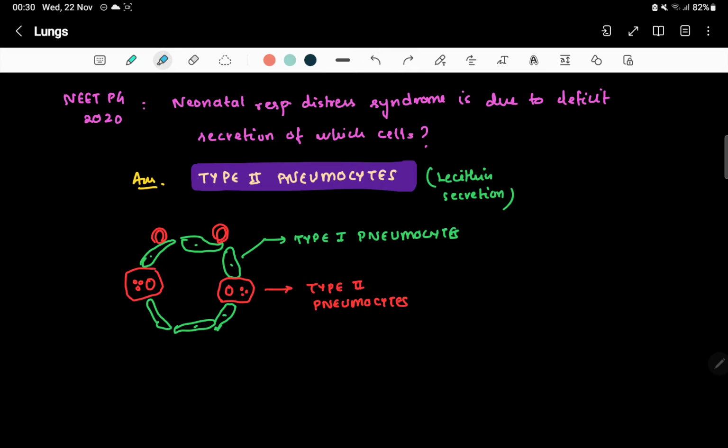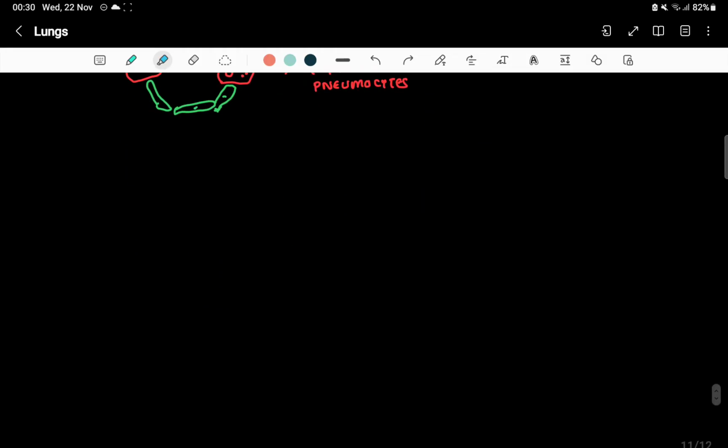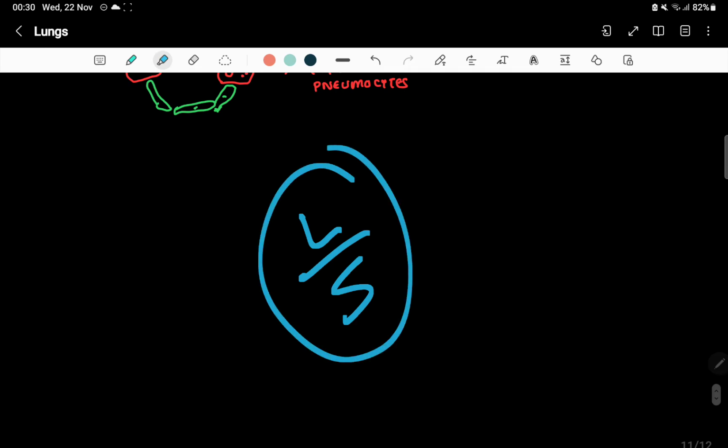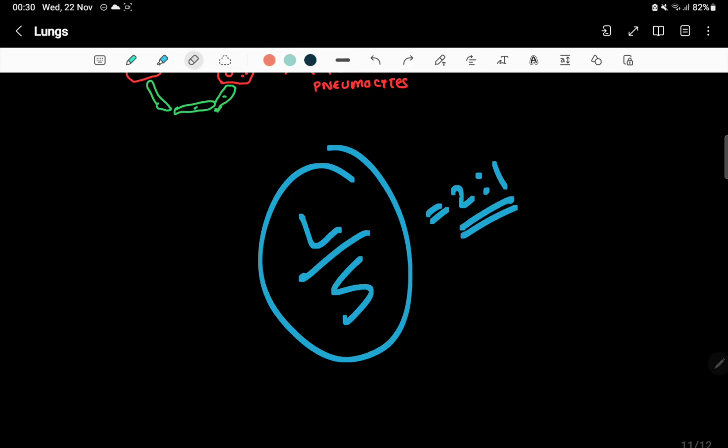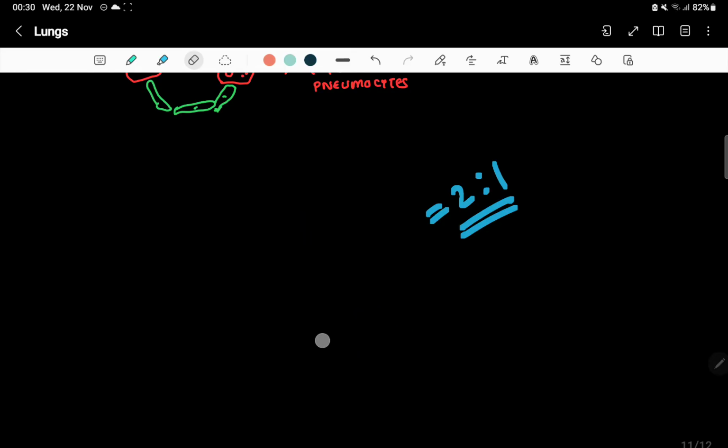Dipalmitoyl lecithin is the most common form. It is also called phosphatidylcholine, that is lecithin. Phosphatidylcholine is lecithin. Understood? You have read a lot about lecithin in your biochemistry, like your LS ratio. The LS ratio is used to check lung maturity. The normal LS ratio is 2:1. If it is less than 2:1, then the lungs are not said to be mature. LS ratio means the lecithin sphingomyelin ratio. Understood? So this completes your lung.